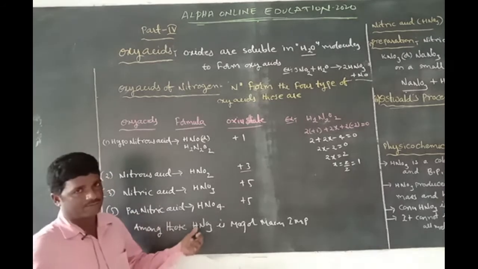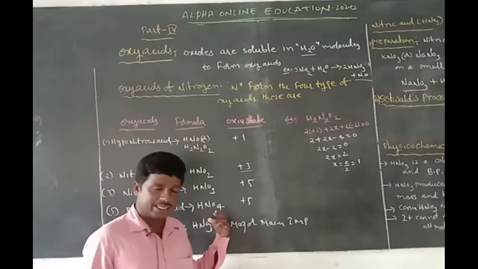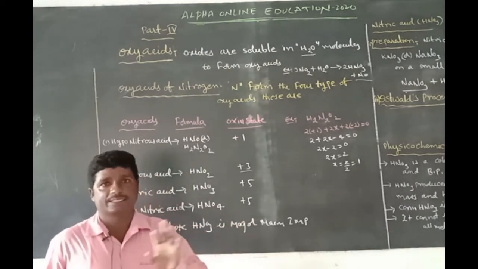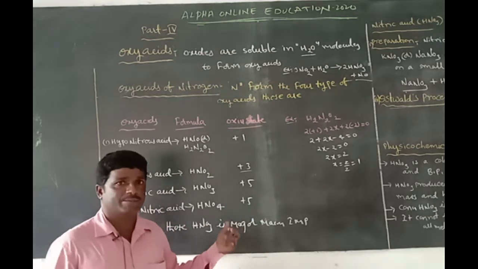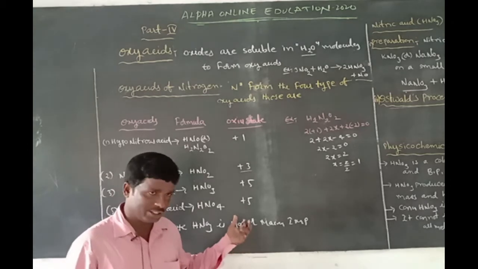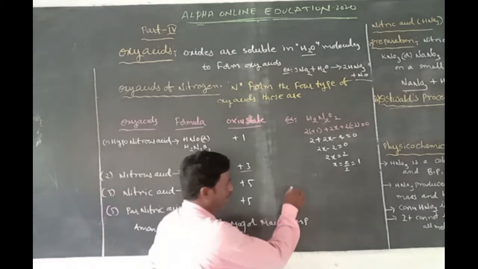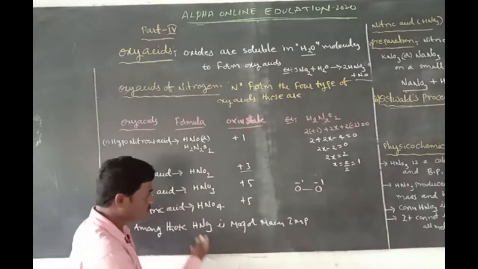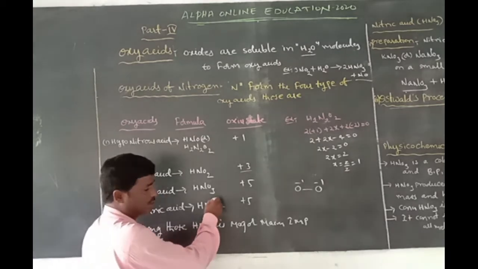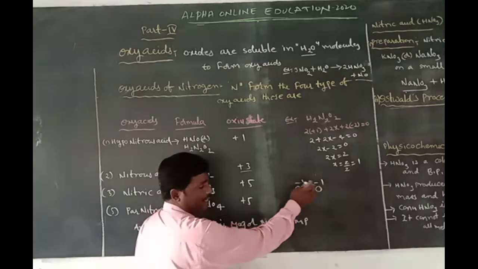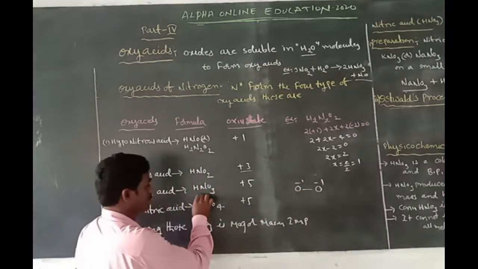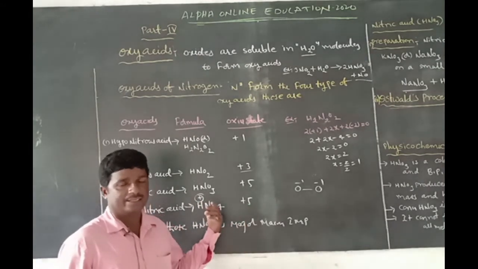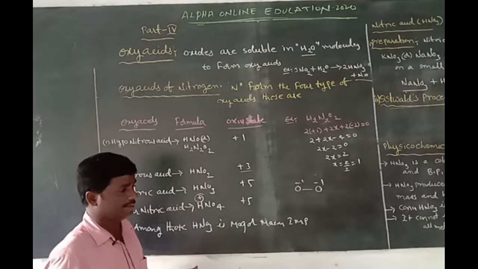The fourth is pernitric acid, with the formula HNO4. In this HNO4, there are two types of oxygen, peroxide and normal oxide. Oxide has oxidation state -2 and peroxide has oxidation state -1. Two oxygens are bonded as peroxide, -1 and -1, and the remaining two oxygens are oxide, -2 and -2, giving -6 in total. With hydrogen +1, we get -5, which turns to the +5 oxidation state in pernitric acid.